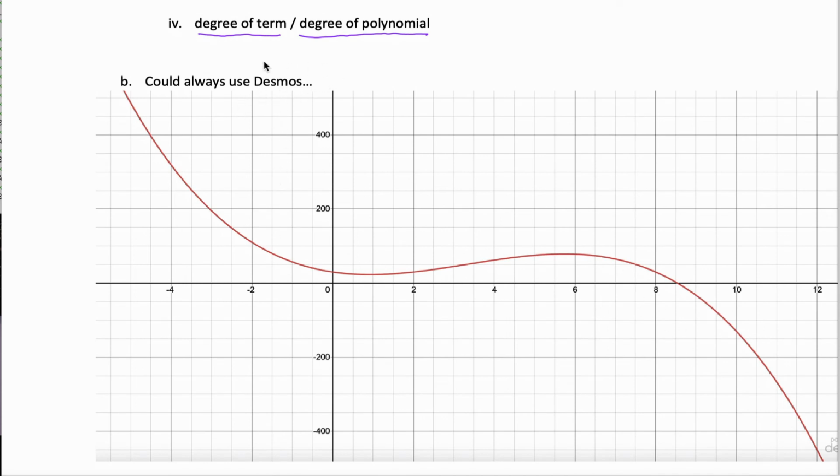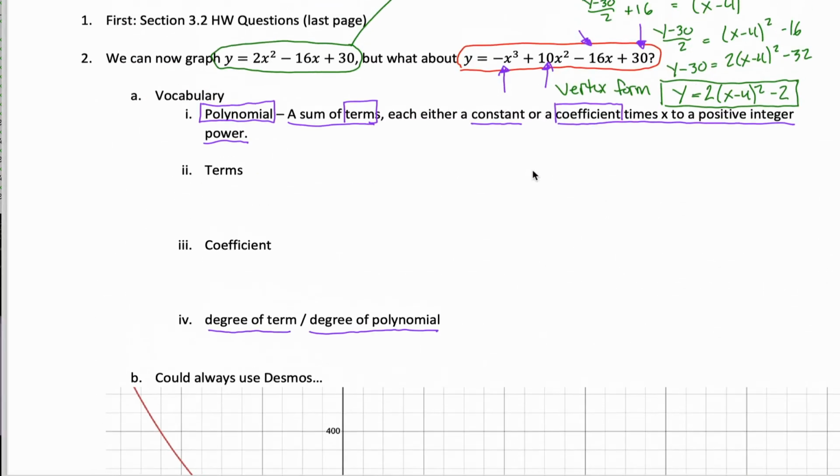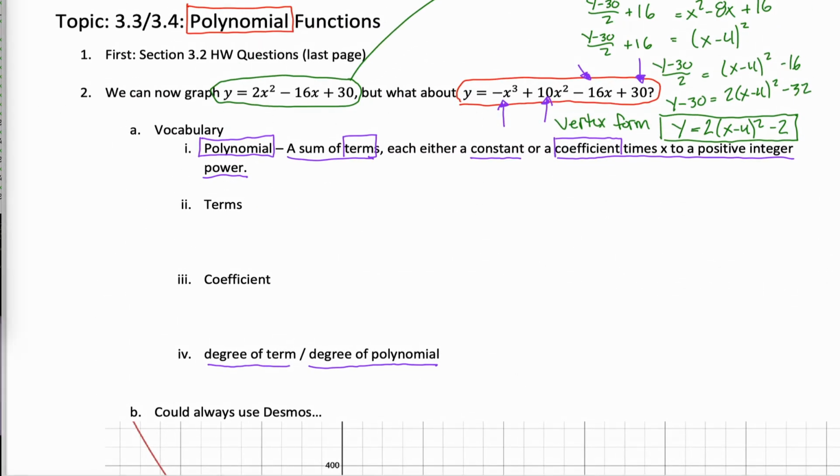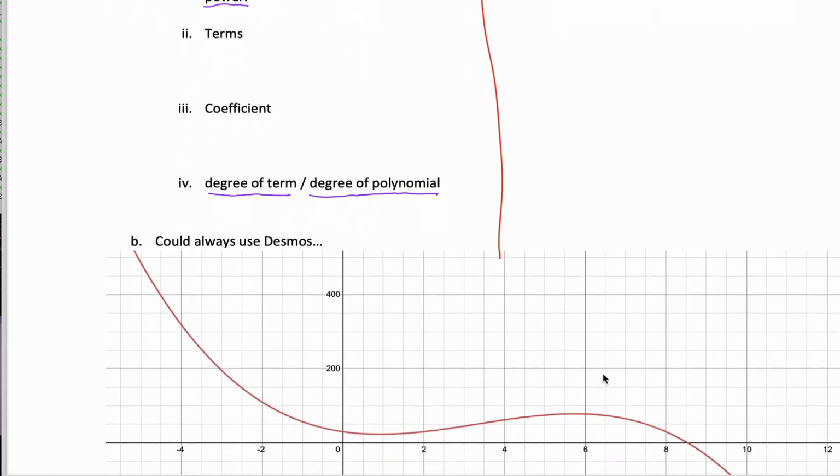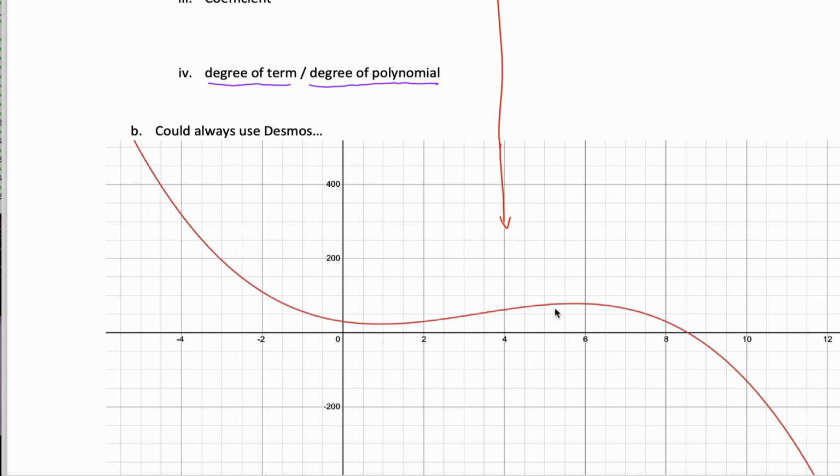But the problem is you might not have that handy, and you might want to be able to do this purely algebraically. And also, if we don't understand how to come up with this graph algebraically, we're not going to be able to work backwards. I wouldn't be able to give you this and ask you for the equation that produced this graph. If you're curious, the equation that produced this graph is exactly this one that you see here. Y equals negative x cubed plus 10x squared minus 16x plus 30.